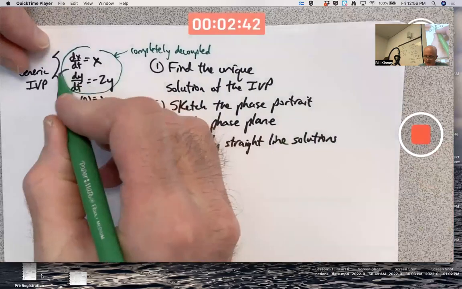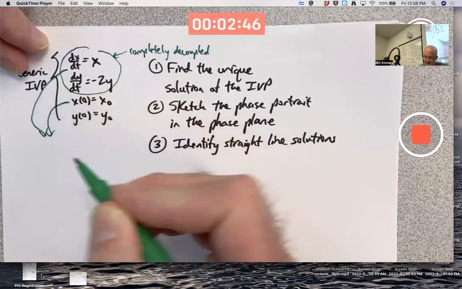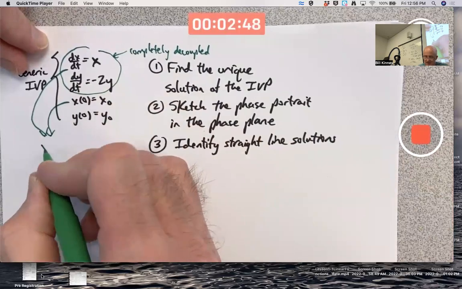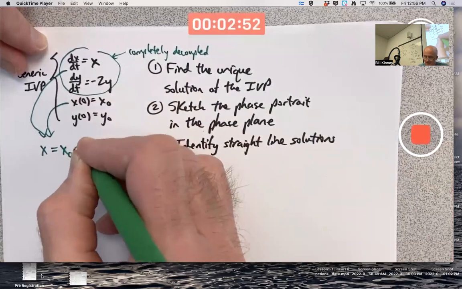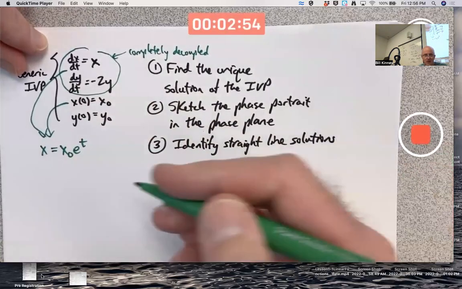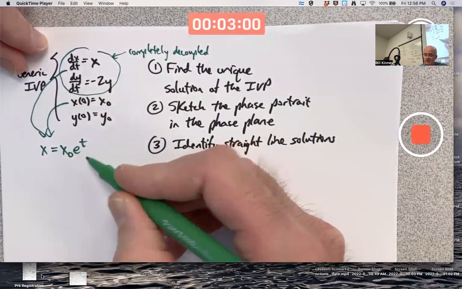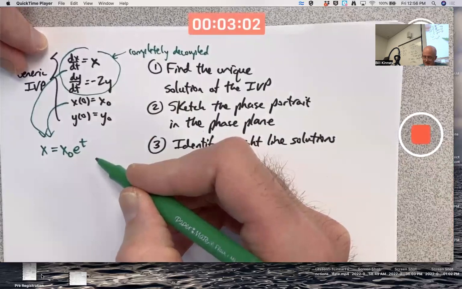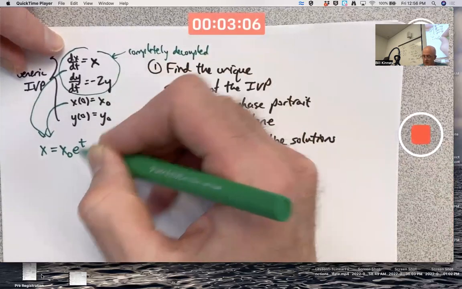So dx/dt equaling x and x(0) equaling x sub 0 means x is x sub 0 e to the t, right? That's going to have the correct initial value when t is 0: e to the 0 is 1, x0 times 1 is x0. And it does solve the differential equation. It's a function whose derivative is always itself.